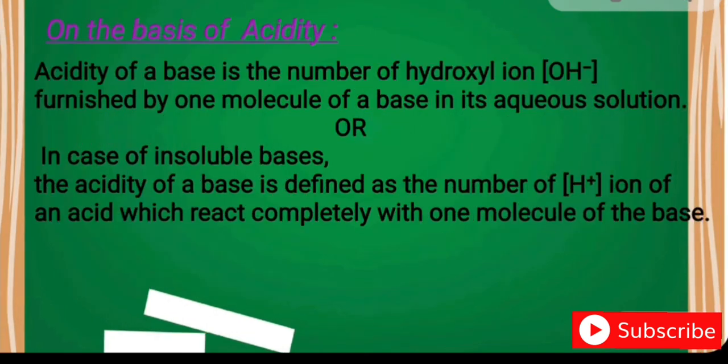Now, on the basis of acidity. Acidity of a base is the number of hydroxyl ions or OH minus ions furnished by one molecule of a base in its aqueous solution. What is acidity? Acidity of a base is the number of hydroxyl ions. How many hydroxyl ions one molecule of the base can produce in its aqueous solution is known as the acidity.